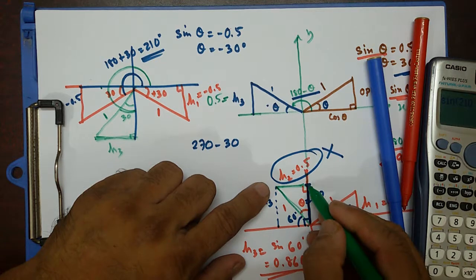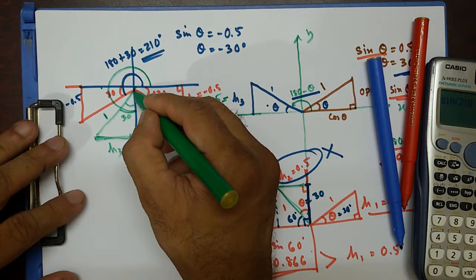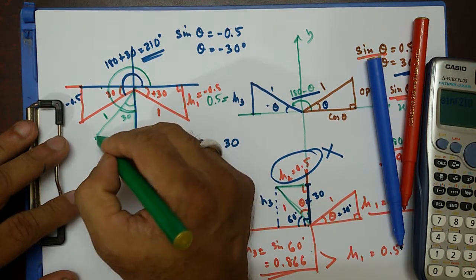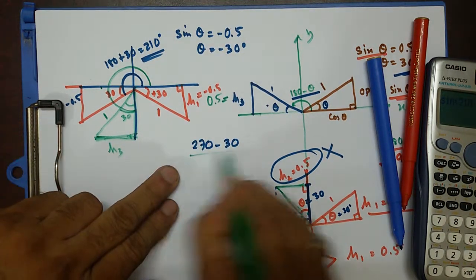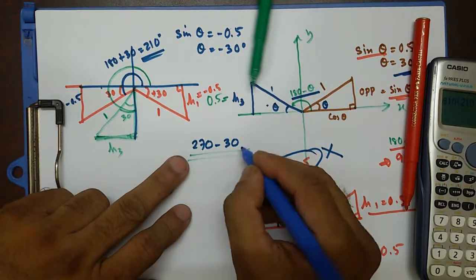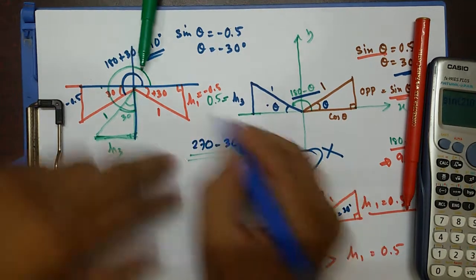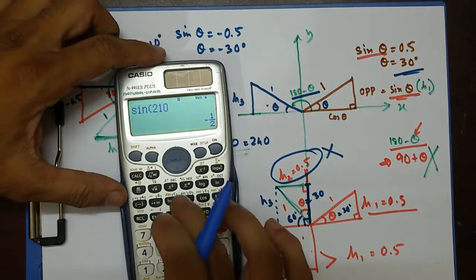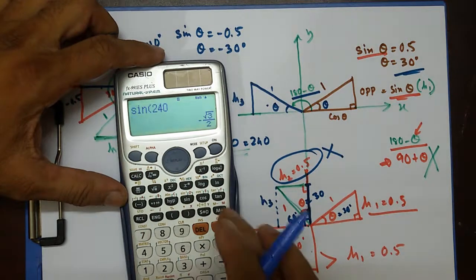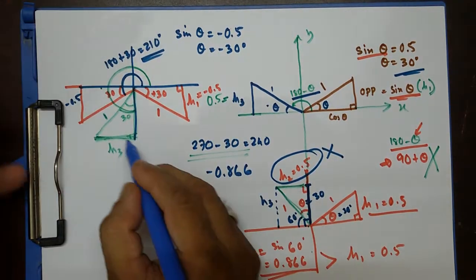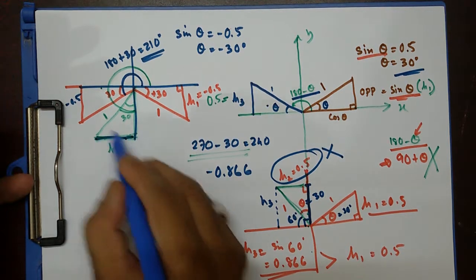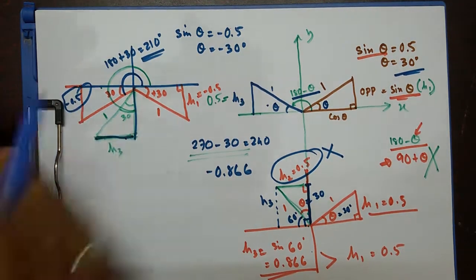This is not the height. Height is this one. So same case, height is this one, not this one. Therefore, we cannot take it like that. If 270 minus 30, that's going to be 240. Try to put that in sine. Sine 240 is going to give me minus 0.866, and this is way bigger in magnitude than minus 0.5.